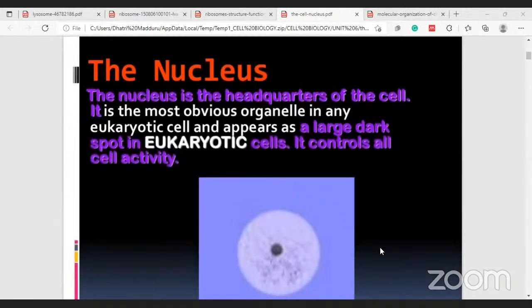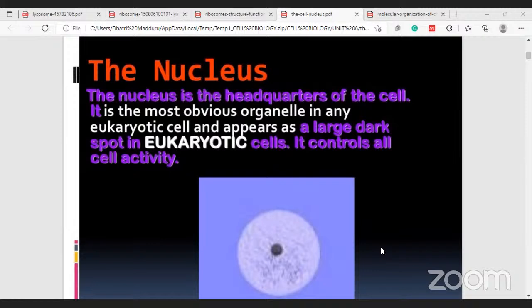So is it clear till here, like what is ribosome, what are lysosomes? Yes, ma'am. Okay. So now we will discuss the nucleus, and then if time permits, today we will discuss chromosomes and all these things, so that it will be a basis for the next topic, cell division.